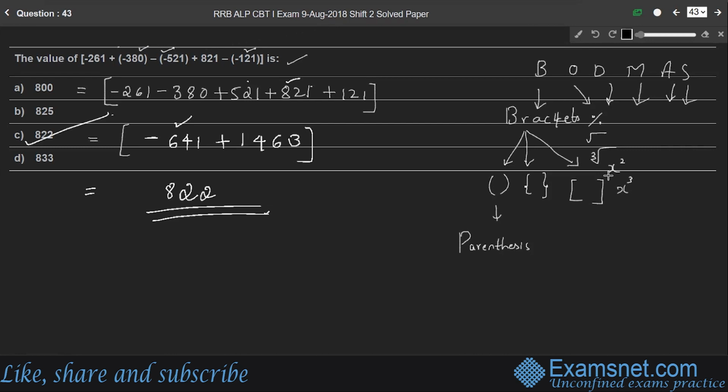Here, keep in mind that the order of removing brackets should be in this order: first remove the parenthesis or open bracket, followed by the flower bracket, followed by the square bracket. Option C is the right answer.